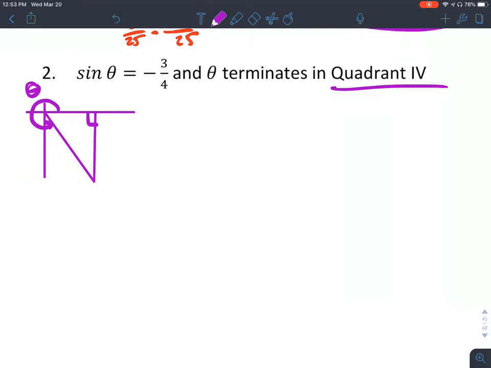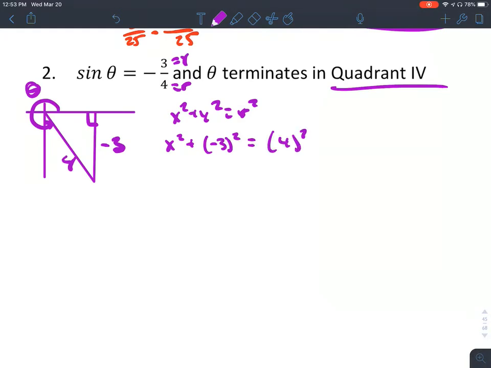Sine of theta is y over r. R is always positive, so it's 4. Y is negative in quadrant 3, so putting the negative with the 3 seems appropriate for many reasons. This is not a Pythagorean triple, so we have a little bit of work to do. X squared plus y squared is r squared. X in this case we don't know. Y is negative 3 and r is 4.